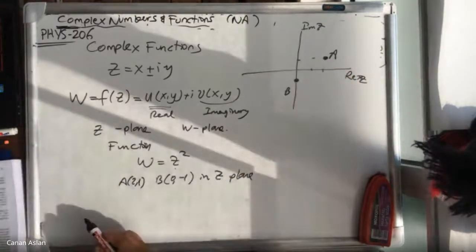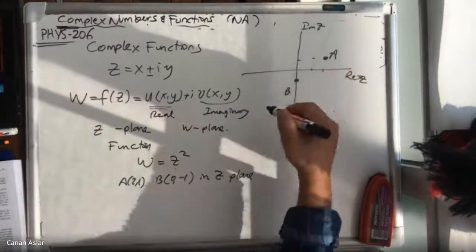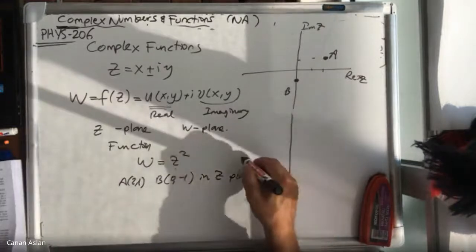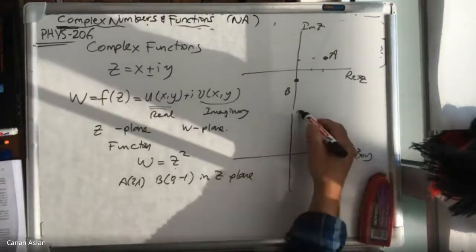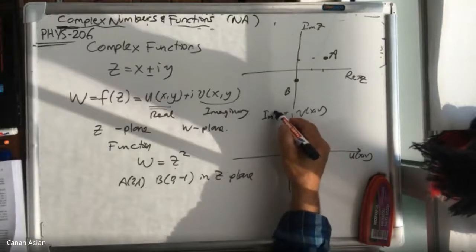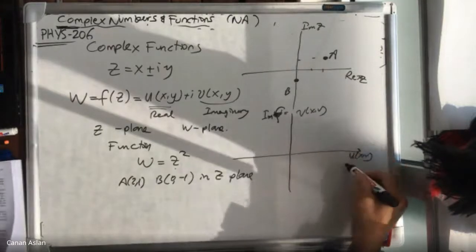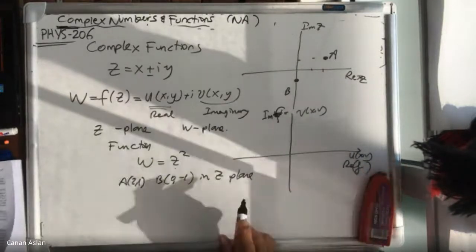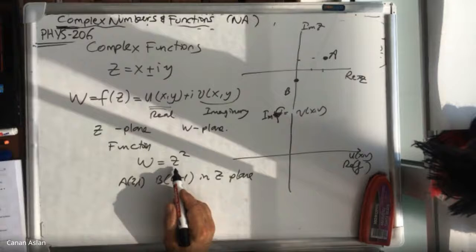So now, how can we find the corresponding points in the w plane? When you take z squared, which is the function, this is u(x,y) and this is v(x,y). This is the imaginary axis of f, and this is the real axis of f. But f happens to be just the square of z. Now, how can we do this? Let's get the u and v points.